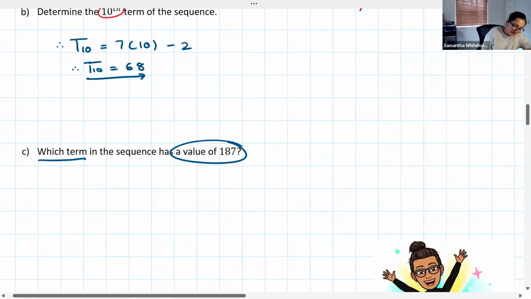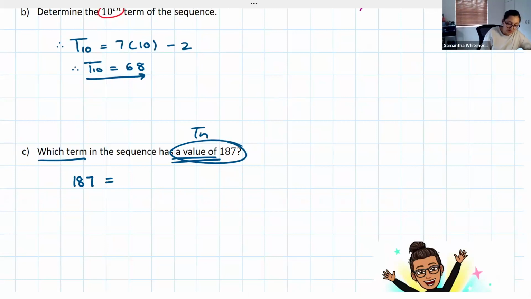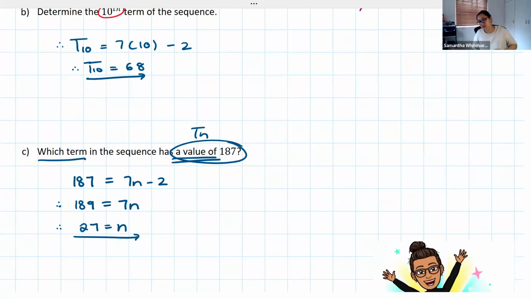Okay, so exactly. We're substituting 187 in place of Tn because I'm giving you the value of the term. So 187 is equal to 7n minus 2. And this is a linear equation, guys, so it's not necessarily a complex equation that we need to solve. It is linear, so it's not too tricky. This would be 189 is equal to 7n. And so that divided is what you guys have said there in the chat, 27. So the 27th term has a value of 187. Nice, guys. Very nicely done.